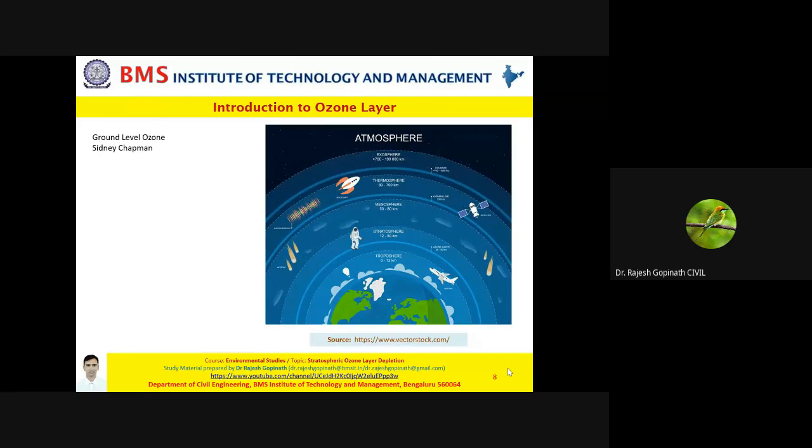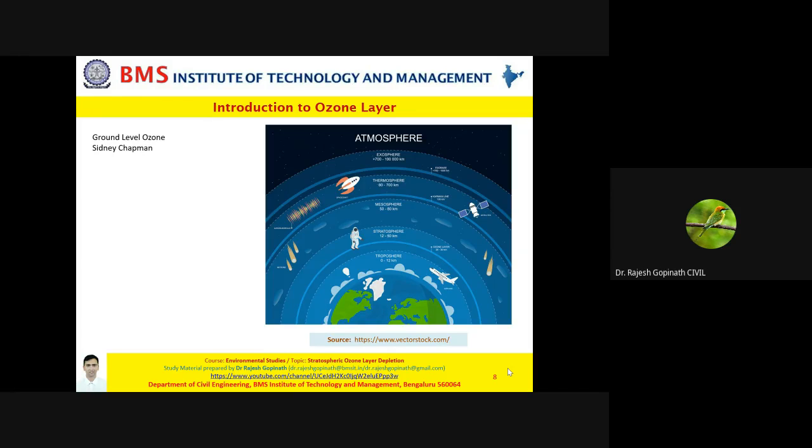So friends, first let's have some basic understanding with respect to ozone. Ozone is basically a colorless gas, O3. Like you say, oxygen is O2, ozone is a gas which is made up of three oxygen atoms, O3. Now, ozone can exist even at the ground level and also in the upper atmosphere.